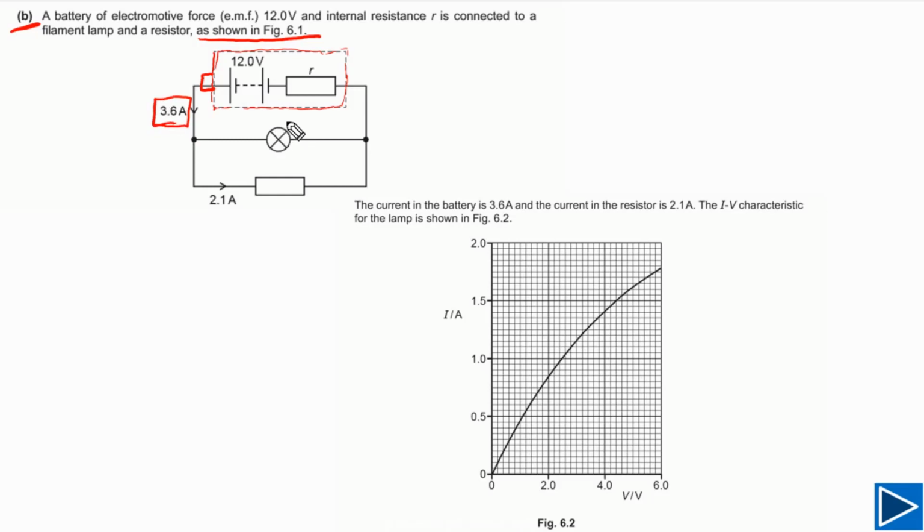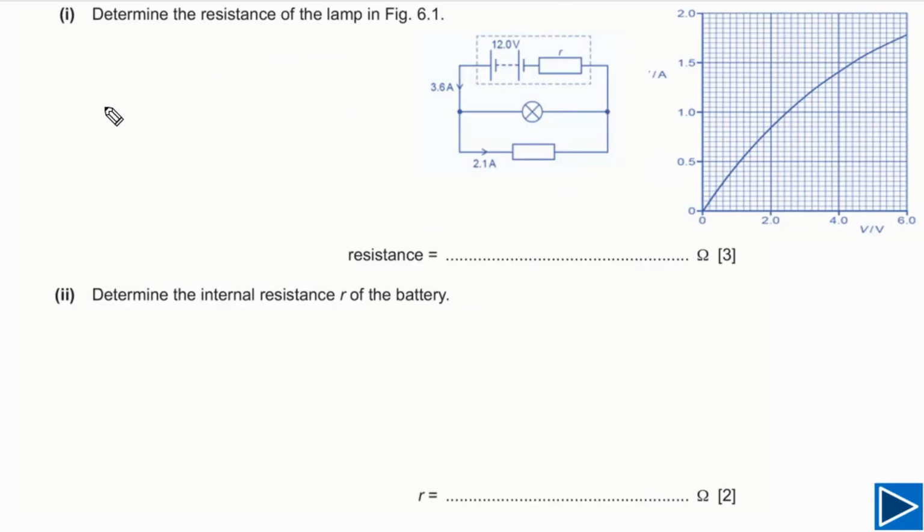One lamp is connected here. You can see this is the lamp. So this is the symbol for a lamp, and a resistor is connected here and the current passing through the resistor is also given. This is 2.1. But in figure 6.2, you can see the IV characteristics curve for the lamp is given. Means we have a graph between I and V for the lamp. And part B1 is asking us to calculate the resistance of the lamp in figure 6.1. This is figure 6.1. The resistance of this lamp is not given, and we can find the current passing through this resistor. So this is 2.1.